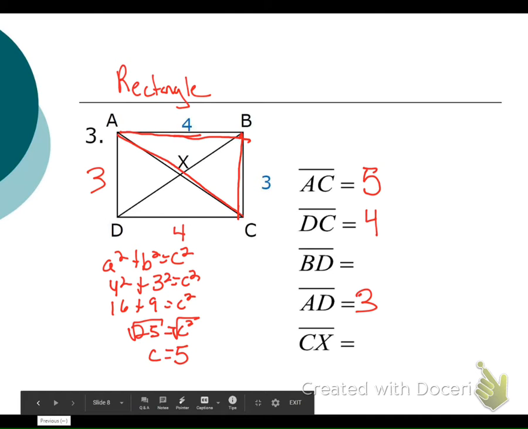Inside a rectangle, we know diagonals are going to be what? Congruent. So that means that BD also has to be 5. And we know that CX has to be how much? 2.5, because it's half of your diagonal, divided in half because it's being bisected. 2.5. Yep, nice job, guys.